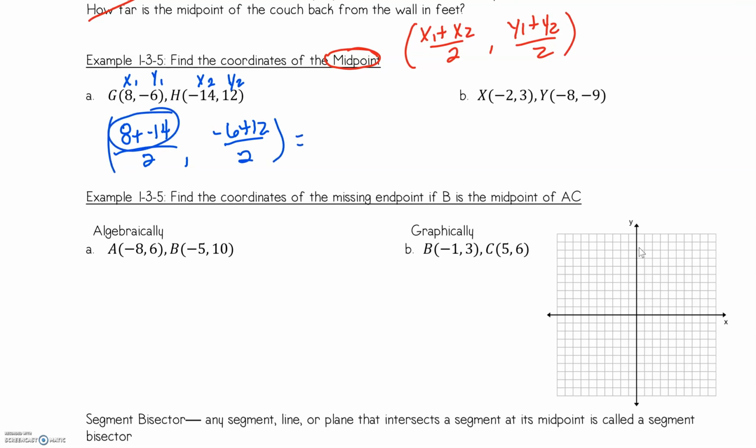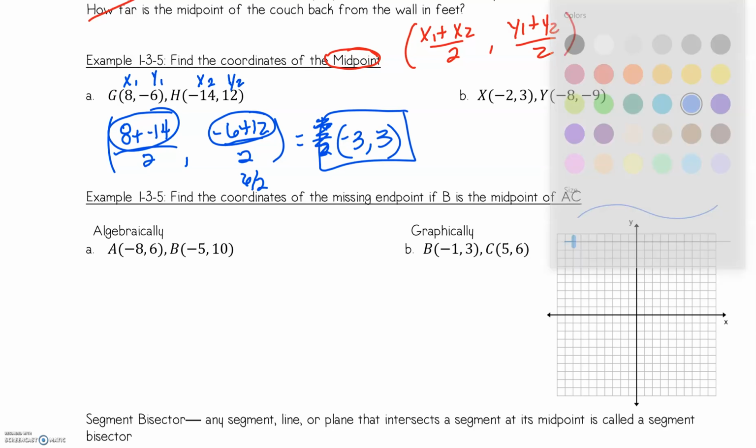So if we add these together, we get -6, and we're going to divide that by 2, which is -3. So I'm just going to go ahead and write -3. But if you need to see that step, you can write that. And then we're going to add these together. That's 6. 6 divided by 2 is 3. So there is my midpoint.